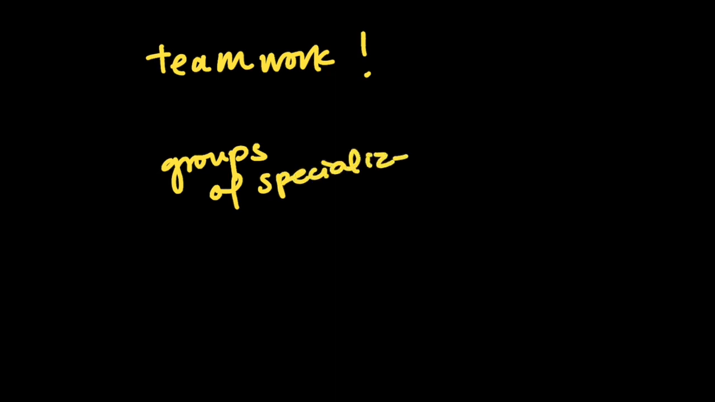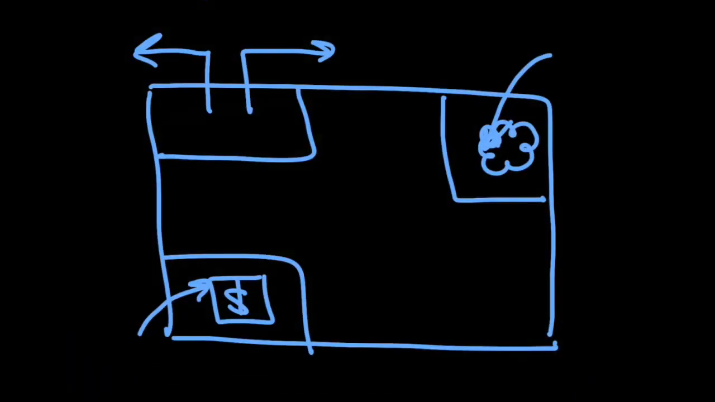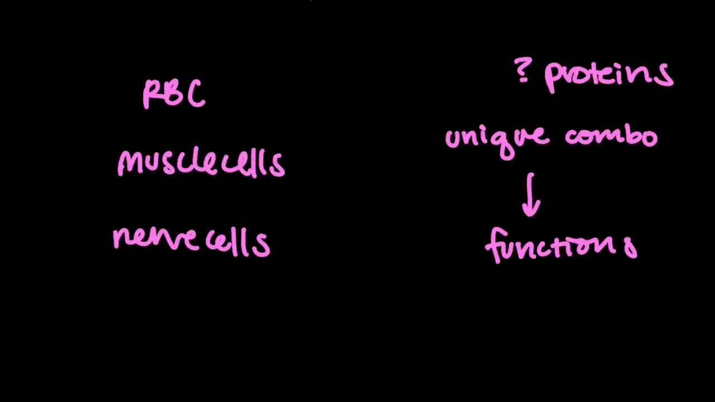But no cell works alone, because teamwork makes the dream work. Groups of specialized cells that carry out specific functions for the organism are organized into tissues. Looking back at our movie theater analogy, there are multiple people within each department that work together to help the theater function efficiently. Similarly, our specialized cells work together as tissues to help the organism function.